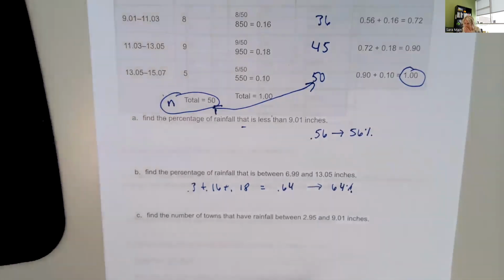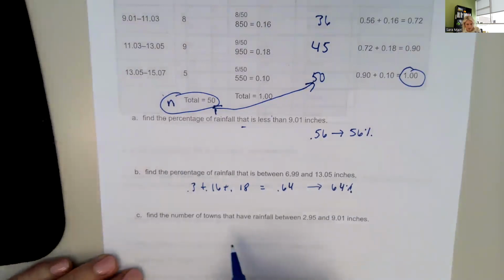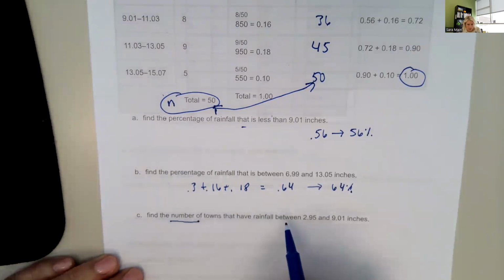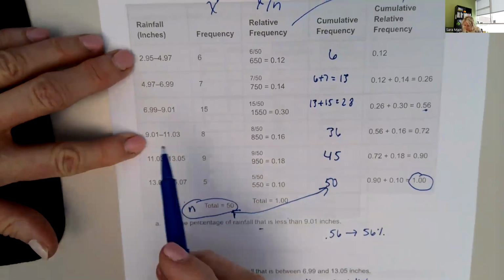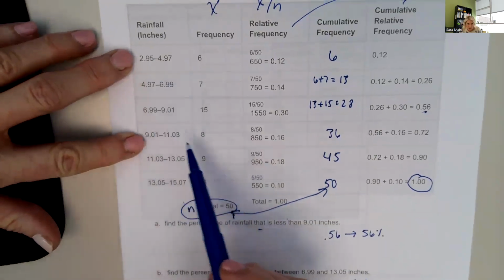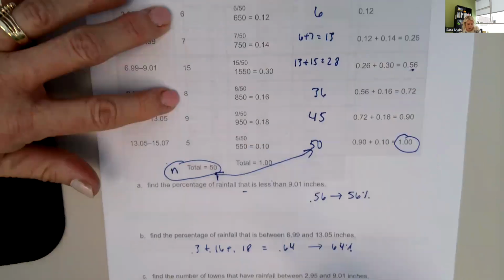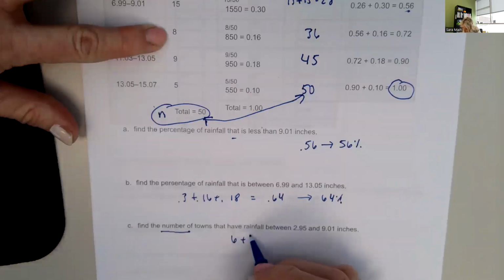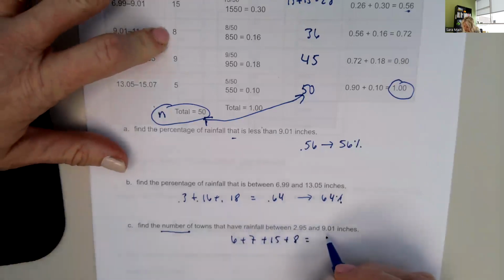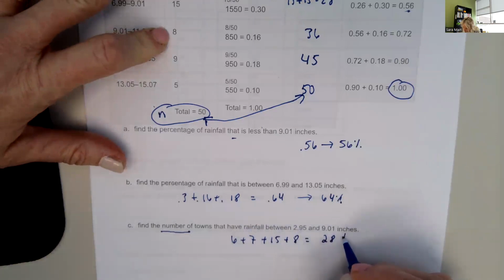And then letter C says, find the number of towns. So it's the number. I'm not looking for a percentage this time. Find the number of towns that have rainfall between 2.95 and 9.01. So 2.95 and 9.01 are all for the first four classes. And we want their frequencies total because I just want count. So that would be 6 plus 7 plus 15 plus 8 is 28 towns.